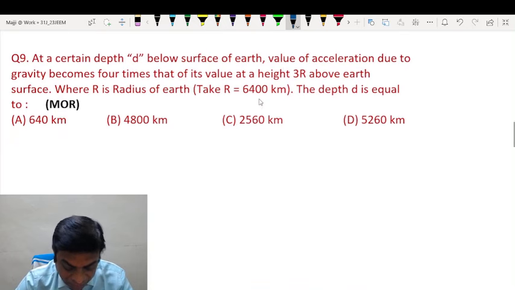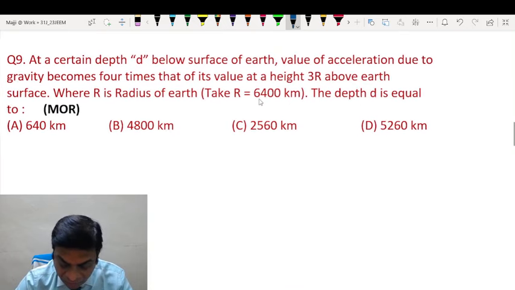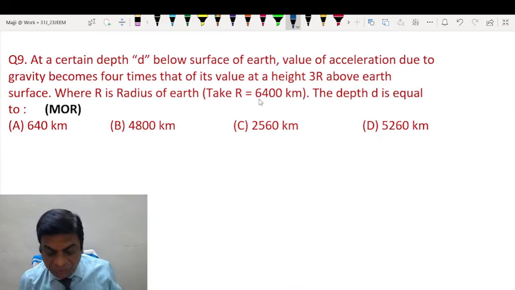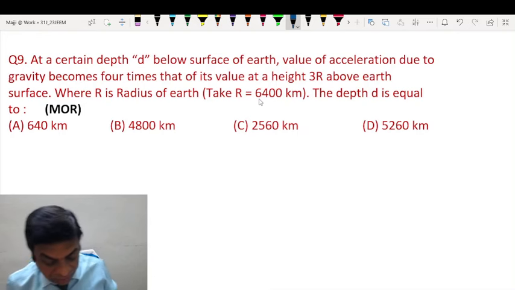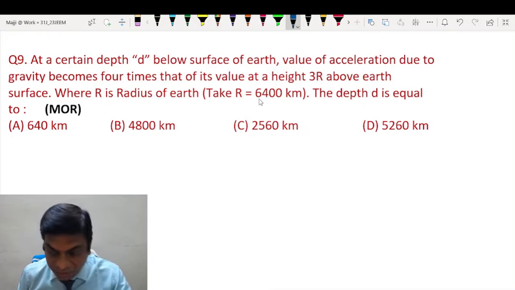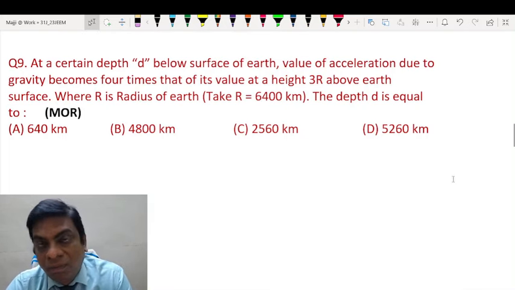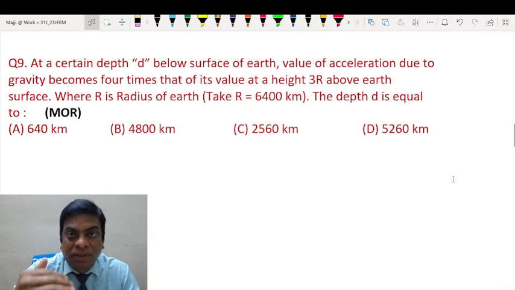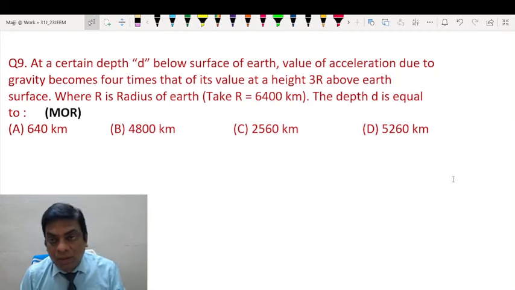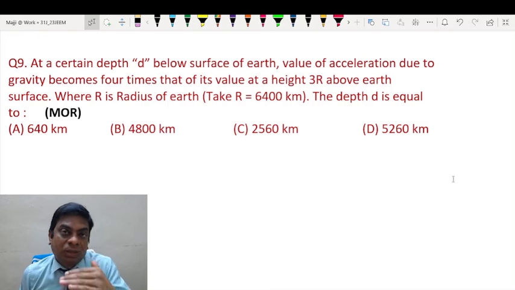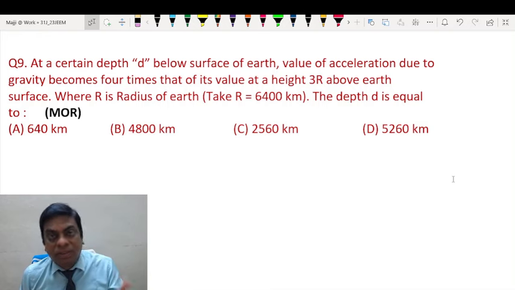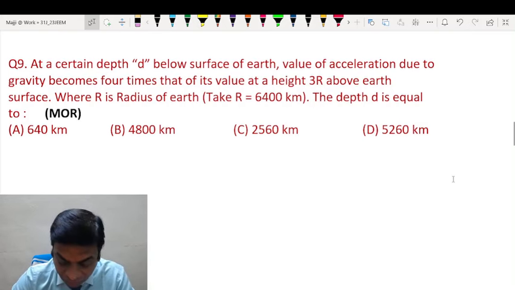At a certain depth d below the surface of Earth, the value of acceleration due to gravity becomes 4 times that of its value at a height 3r above the Earth surface, where r is the radius of Earth. The depth d is equal to. This formula is based on the variation of acceleration due to gravity with depth and with height. Both are two different formulas, even though in either case g will reduce. g is maximum on the Earth's surface. As you go up, it reduces, as well as you go down, it reduces. But the formulas are two different formulas.